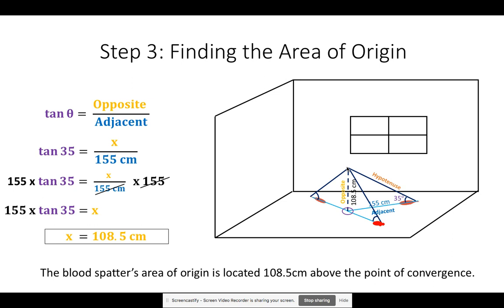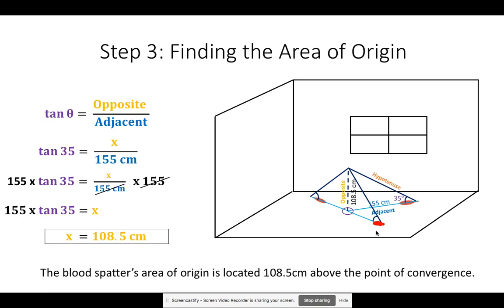Now you'll notice that we did this for only one of our triangles. However, I still have two more. Now, these are also very important and can give you very good and valuable information in your crime scene. We don't want to just use one triangle. We want to use all of them. We want to get as much data as we possibly can so we have a reliable answer.